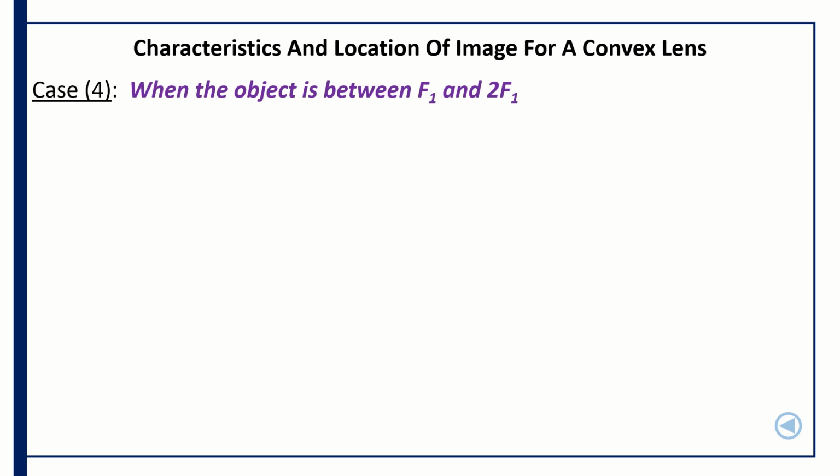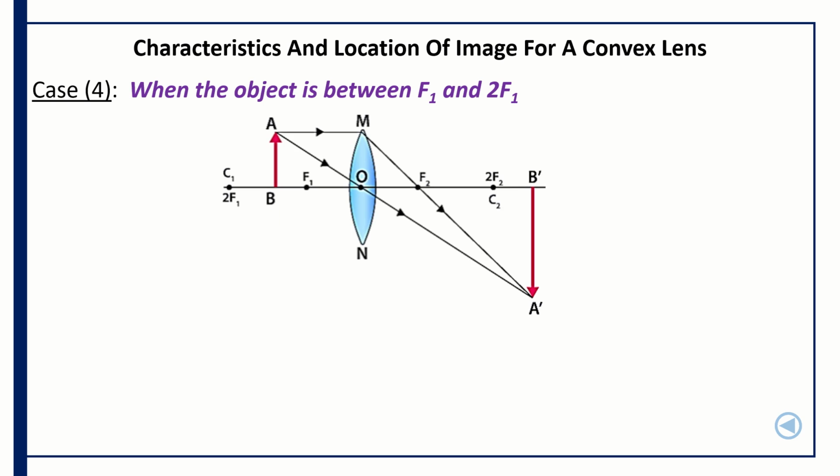Now, when the object is between 2F1 and F1, that is between twice the primary focal length of the lens and the focal point of the lens, then what happens? We'll take again two rays.